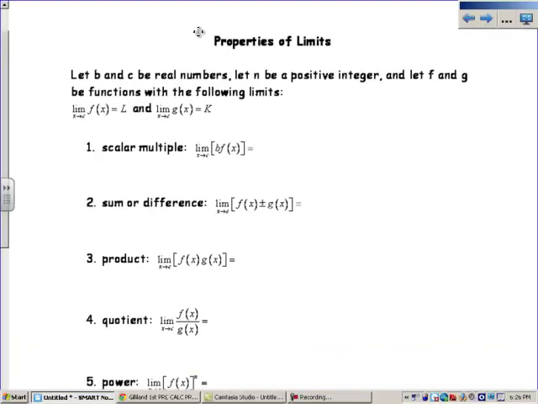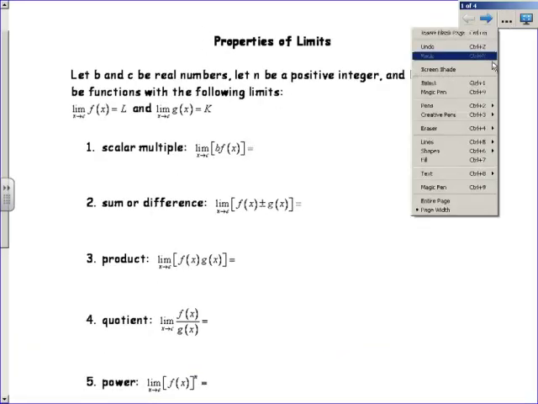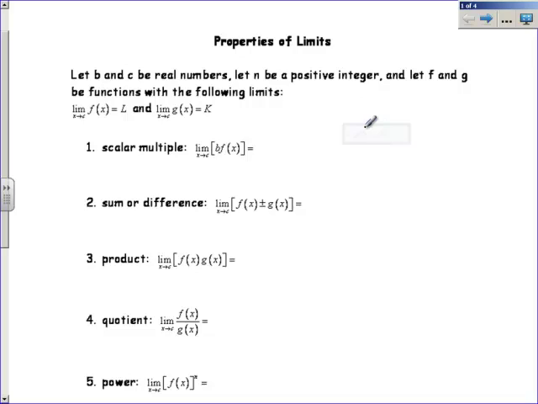Alright, so we are going to talk first of all about properties of limits, and this just lets us know some shortcuts that we can use once we see limits. Let's say I've got some real numbers b and c, and a positive integer n, and f and g are two functions with the following limits. As x approaches c, the limit of f is L, and as x approaches c, the limit of g is k.